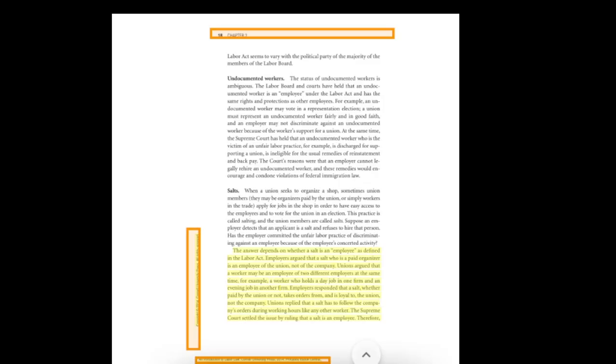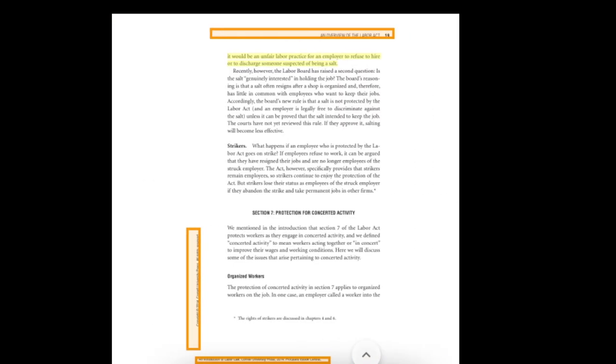Therefore, it would be an unfair labor practice for an employer to refuse to hire or to discharge someone suspected of being a SALT. Recently, however, the Labor Board has raised a second question. Is the SALT genuinely interested in holding the job? The board's reasoning is that a SALT often resigns after a shop is organized and, therefore, has little in common with employees who want to keep their jobs.